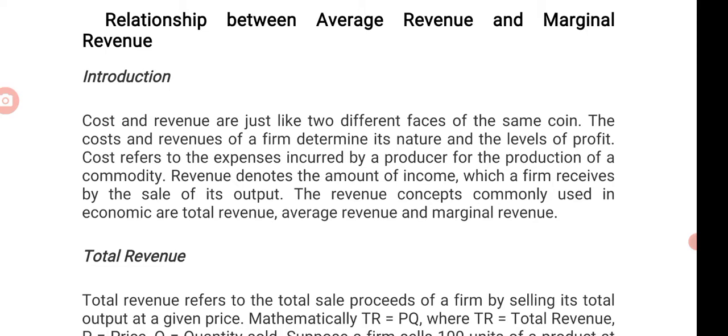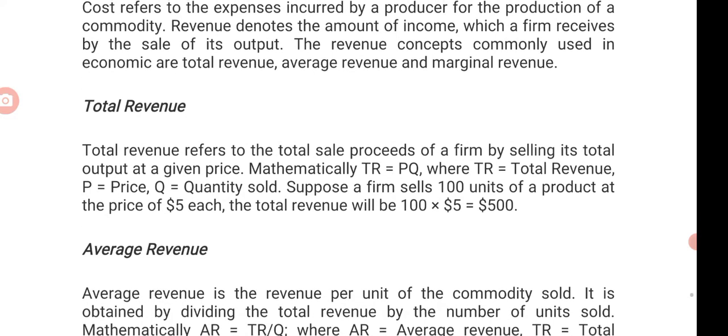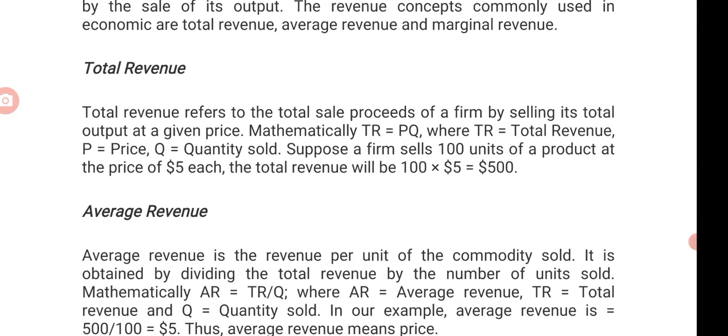Costs refer to the expenses incurred by a producer for the production of a commodity. Revenue denotes the amount of income which a firm receives by the sale of its output. The revenue concepts commonly used in economics are total revenue, average revenue and marginal revenue. Firstly, we will discuss what is total revenue.